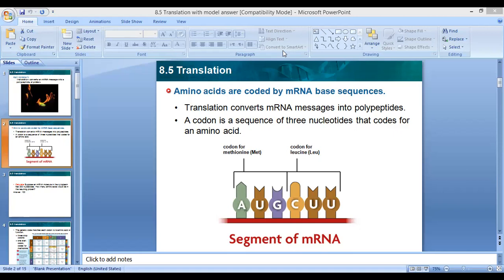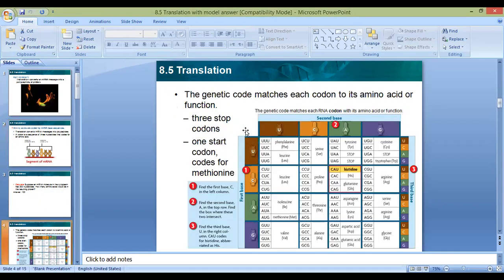Okay? Now I have this segment of mRNA which shows a sequence of nucleotides, right? A certain order, AUG, CUU. These nucleotides have a translation, an interpretation. Each 3 nucleotides give a codon and each codon will code for an amino acid. I will show you now this box. Now the genetic code matches each codon to its amino acid or function. This is not for memorizing, just to understand.